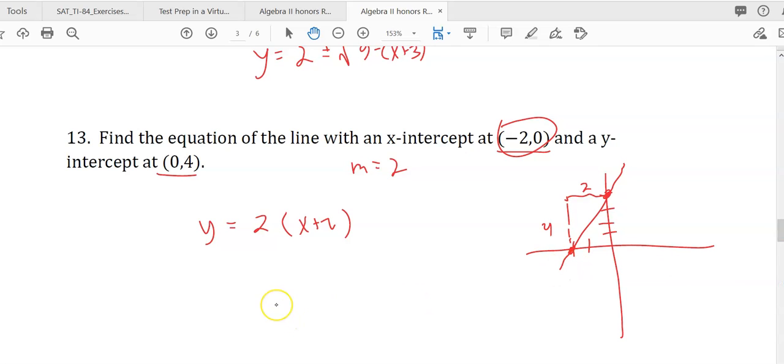Or you could have just gone straight to slope-intercept form, because we know the slope is 2 and we absolutely know the y-intercept is 4. So that would also be true as well.